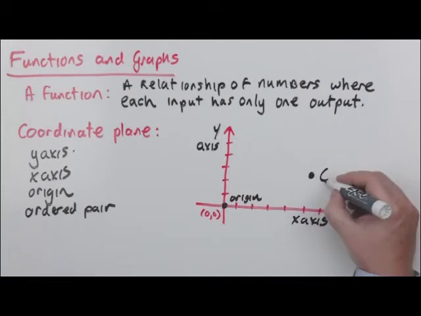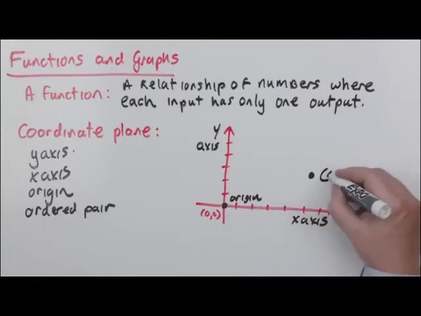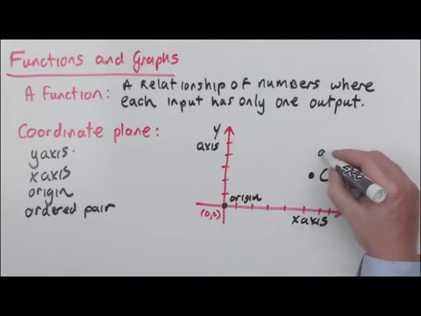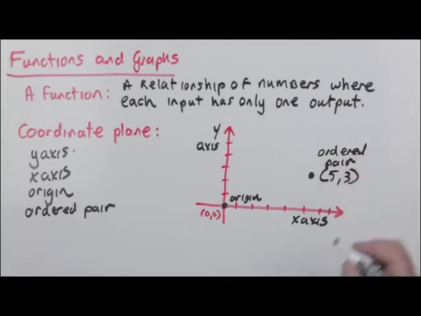Let's graph a point here. That's the point. It goes over 1, 2, 3, 4, 5. It goes up 3, so that's 5, 3. 5 in the x and 3 in the y. That is what we call an ordered pair. Great.